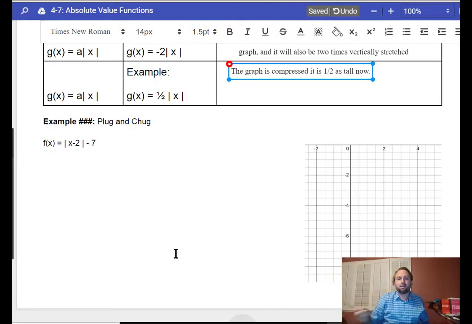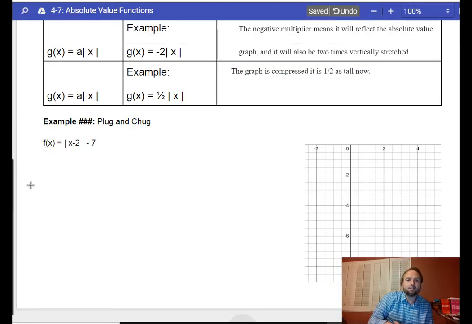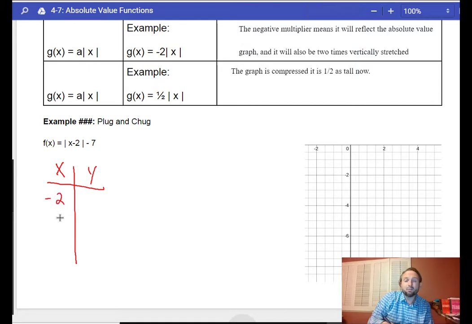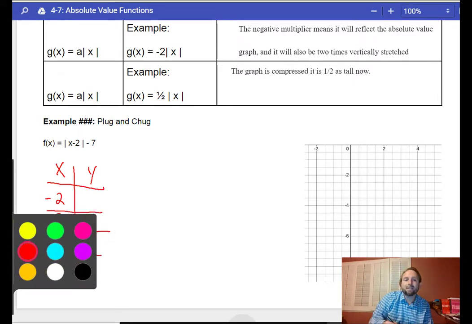All right, if all else fails, if you're struggling, don't forget that you can just plug and chug. So when we plug and chug, all you have to do is you're like, all right, I know I'm supposed to do something with, there's a 2. So let me test out -2, let me test out 0, let me test out 2, and you know what? I'm going to test out 4 as well. So you just test out some numbers, see what makes sense.